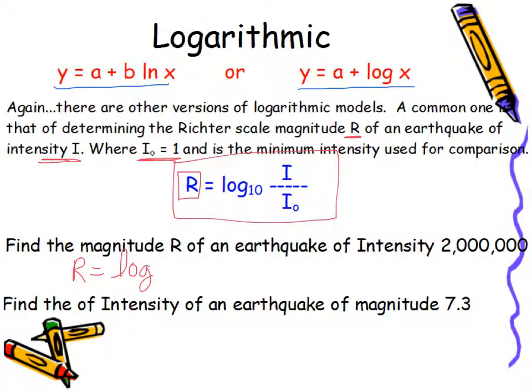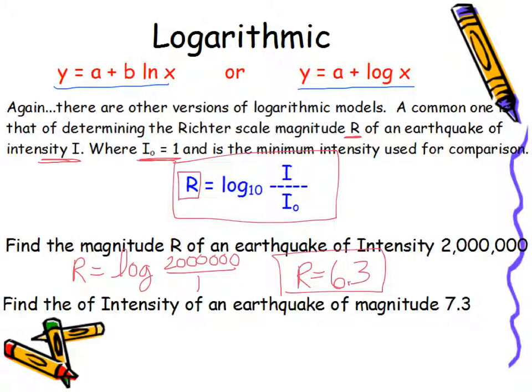Now they have base 10, but that's common log. I'd prefer you not even write the base 10. The intensity is 2 million. And we put that over I sub O, but remember I sub O is always 1. So really, I don't know how necessary it is to even write that fraction. Basically, all you're doing is typing in your calculator the log of 2 million, which gets you a Richter scale of 6.3 magnitude.